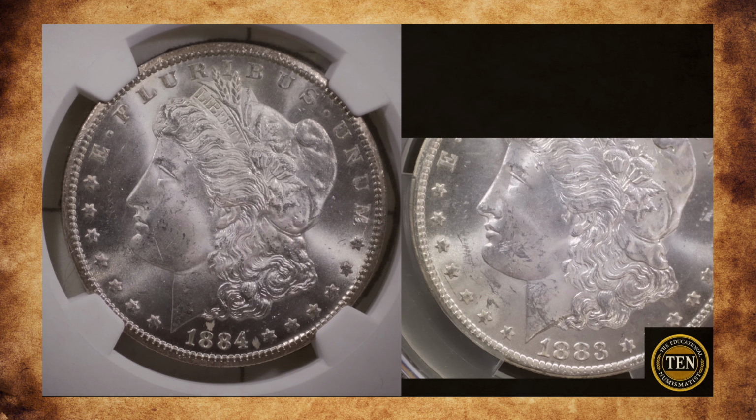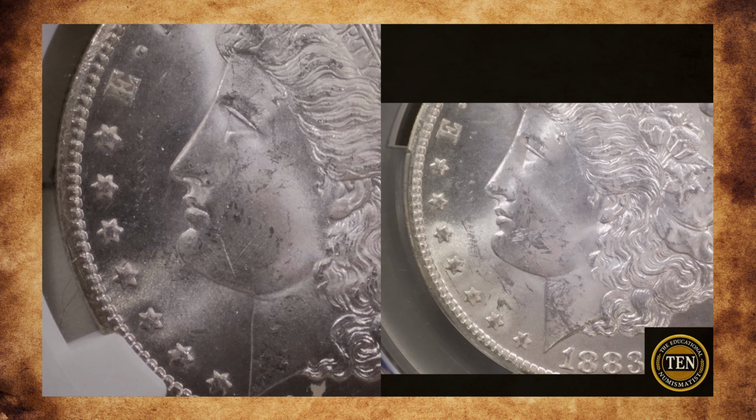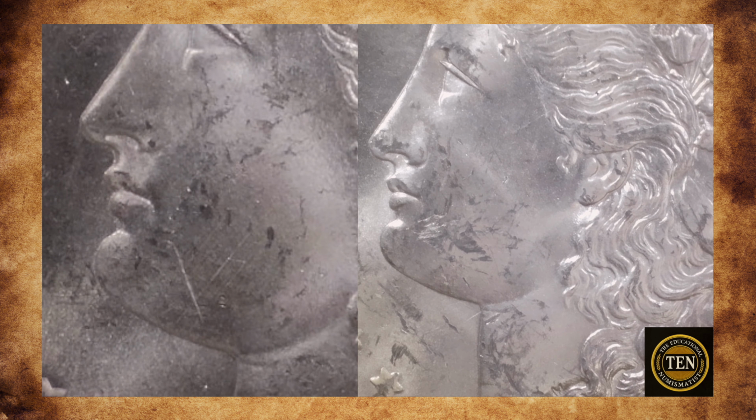Now let's compare these directly. On the left, the surface flows. It's clean, continuous. On the right, you can see some interruptions. You see breaks in the surface. And this is the difference between what you think you see and what's actually happening.